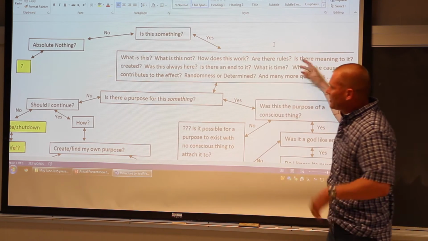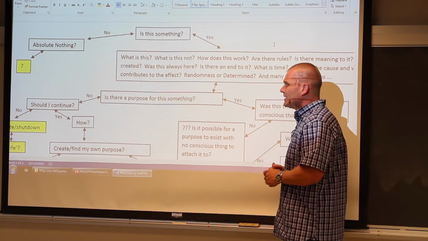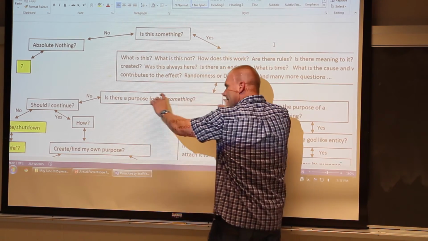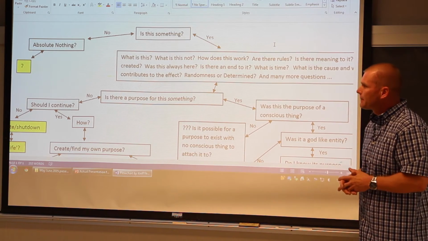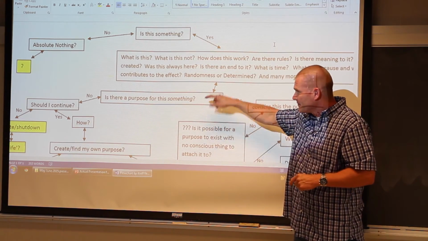So now we come back to having our head flooded with all these big questions. So now we say, look, what is one of the best questions we could ask? And I'll say right here, I'm sure there's a few other styles of questions you could put here that give you a different chart, but it'll still work out to have similarities. So this is the one I chose. Is there a purpose for this something?